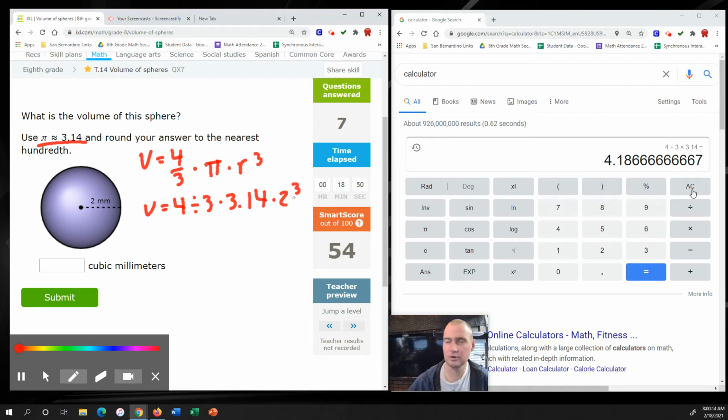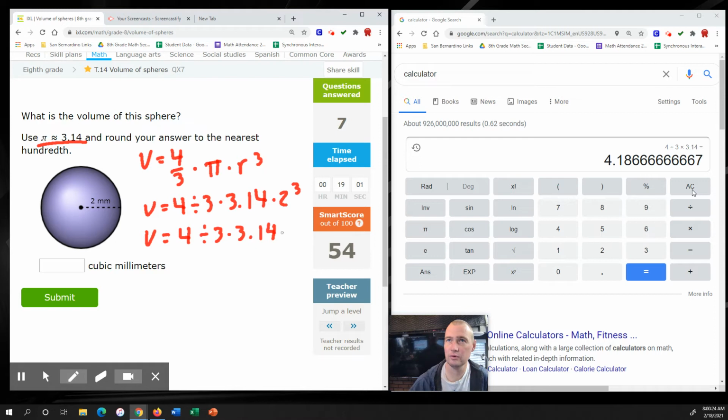So let me just go ahead and put that step in there so that we can show that it's been worked out. So volume equals, I got 4 divide 3 times pi, which is 3.14, times 8. Because 2 times 2 is 4, 4 times 2 is 8. So 2 to the third power is 8, which saves me one step in the calculator. Pretty nice. I like it. So 4 divided 3 times 3.14 times 8, right?